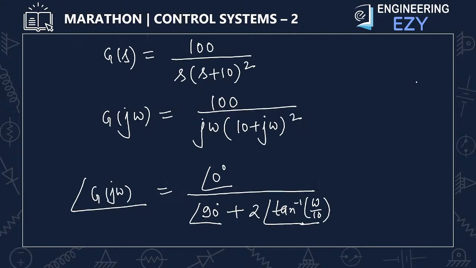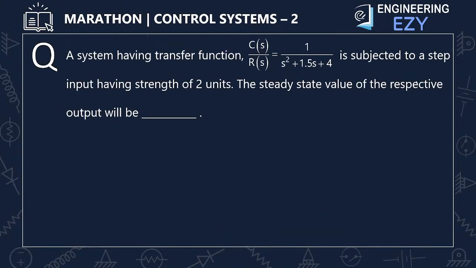Now moving to the next question. A system having transfer function C(s) by R(s) equal to 1 upon s square plus 1.5s plus 4 is subjected to a step input having a strength of 2 units. The steady state value of the output is asked. This question is an application of the final value theorem. If anywhere a steady state value is to be asked, you may consider the final value theorem as one of the options.